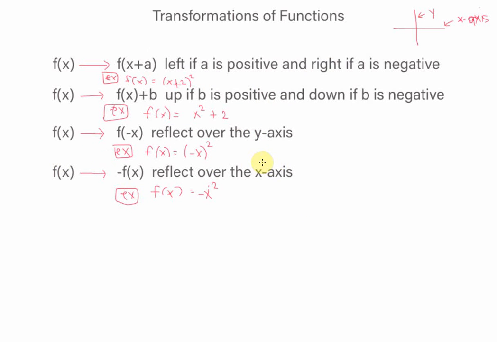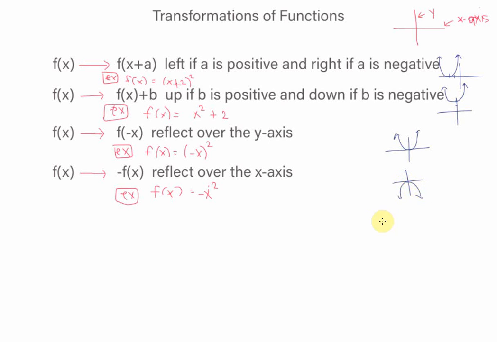So here, I'm going to get a little graph of each of these. This one shifted it, remember a was positive, so it shifted to the left 2. This one shifted up 2 because I had a positive 2. This one reflected it over the y-axis. The y-axis is the center one, so it looks exactly the same. You can't tell that anything's changed because it's symmetric about the y-axis. And this one reflected it over the x-axis and made everything negative.